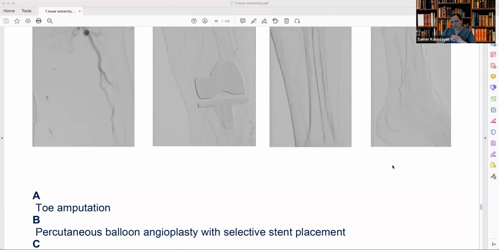What if we do an angiogram and there's no posterior tibial, like this patient, you don't see the posterior tibial?